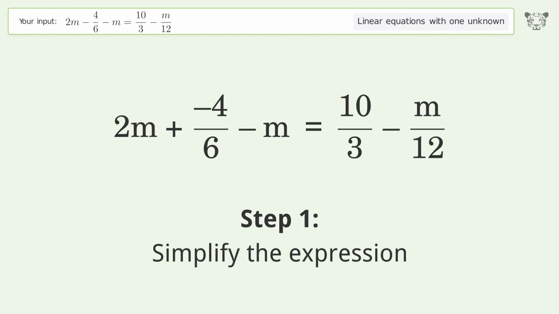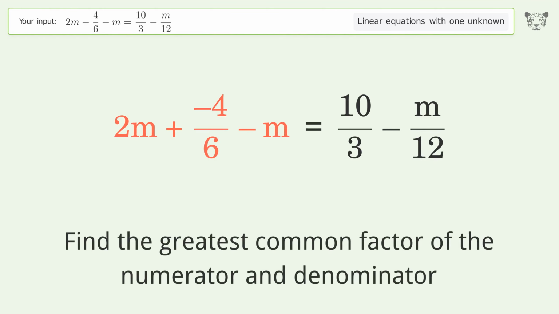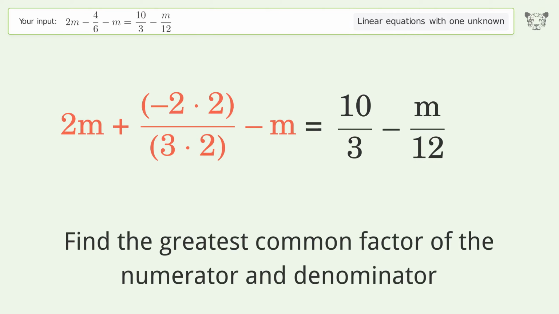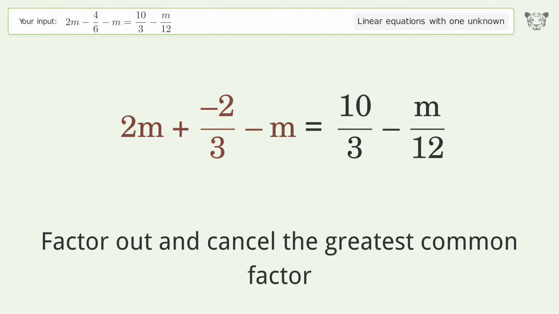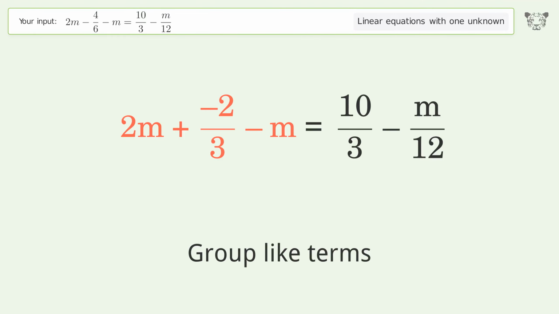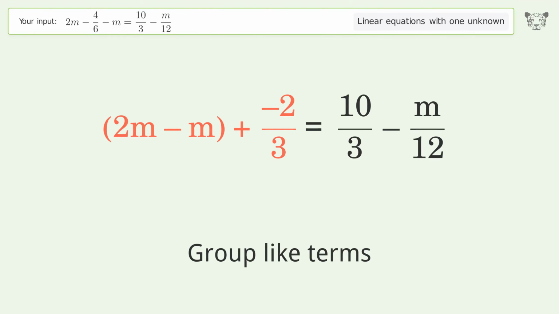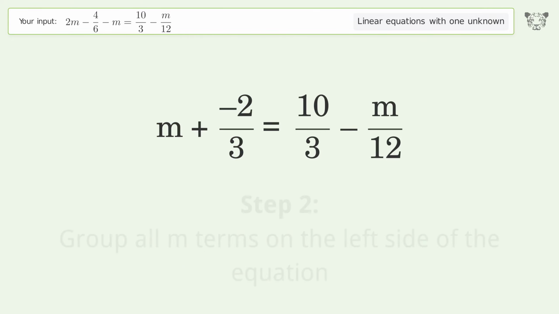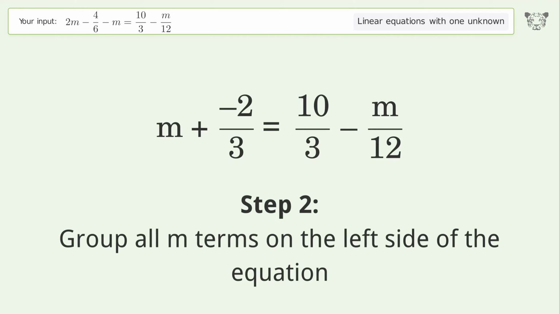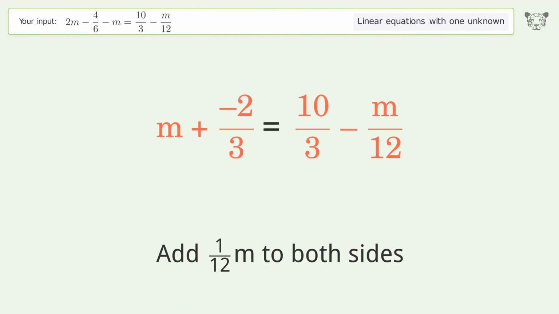Simplify the expression. Find the greatest common factor of the numerator and denominator. Factor out and cancel the greatest common factor. Group like terms. Combine like terms. Group all m terms on the left side of the equation. Add 1/12m to both sides.